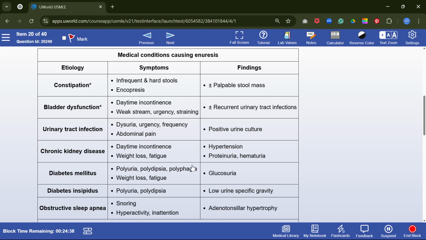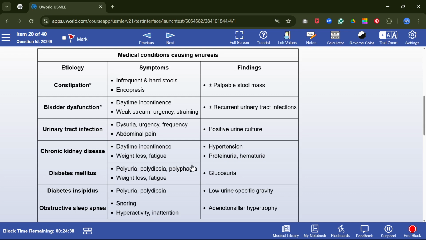Medical conditions causing enuresis: if constipation, there is infrequent or hard stool and encopresis, with or without a palpable stool mass. If it is bladder dysfunction, there is daytime incontinence, weak stream, urgency, straining, with or without recurrent UTI. If it is UTI, there is a positive urine culture and there may be UTI symptoms. If it is CKD, again daytime incontinence, but there is weight loss and fatigue, and hypertension, proteinuria, hematuria like CKD features.